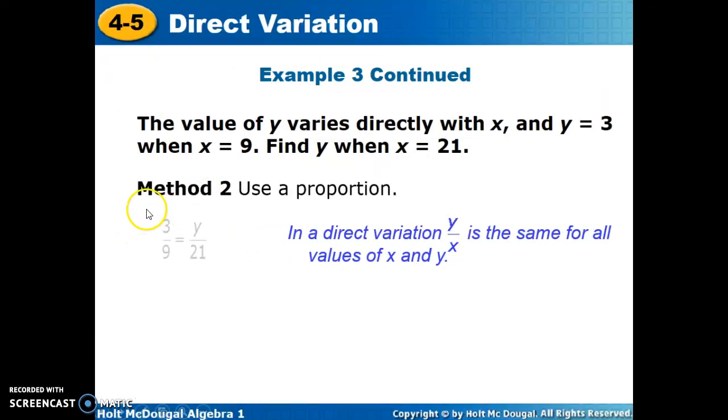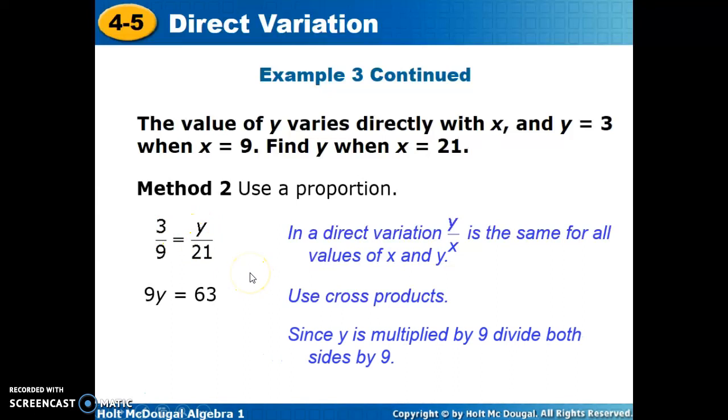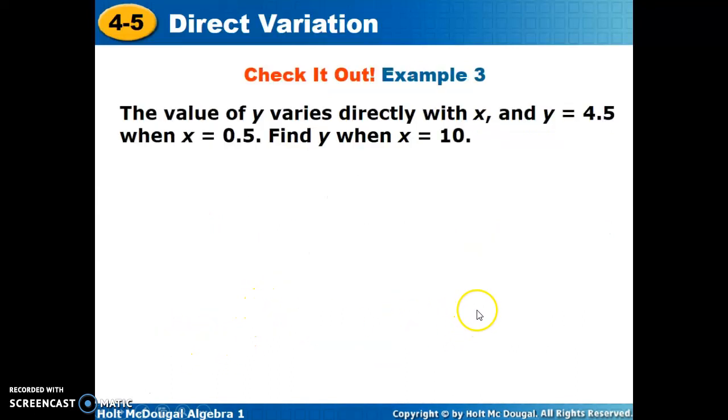We can use a proportion. We can say that 3 over 9 has to be the same as something over 21. That's our missing y value. And if you remember proportions, we simply want to cross multiply and divide. 9 times y equals 3 times 21. Dividing both sides by 9 yields our same constant, 7. You try, check it out, example number 3, and come back and see how you did.